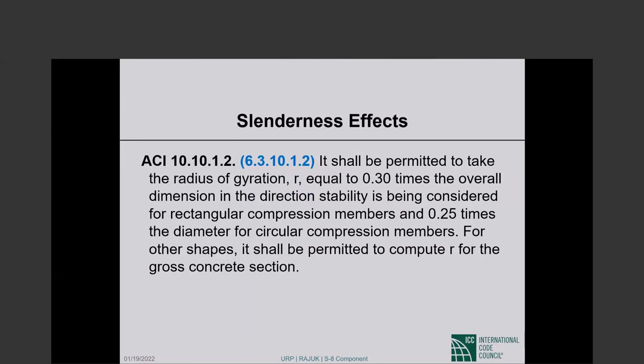Okay, it shall be permitted to take the radius of gyration, KL over R, remember, equal to 0.3 times the overall dimension in the direction stability is being considered, for rectangular compression members, and 0.25 times the diameter for circular compression members. For other shapes, it shall be permitted to compute R. R is simply square root of I over A based on gross section.